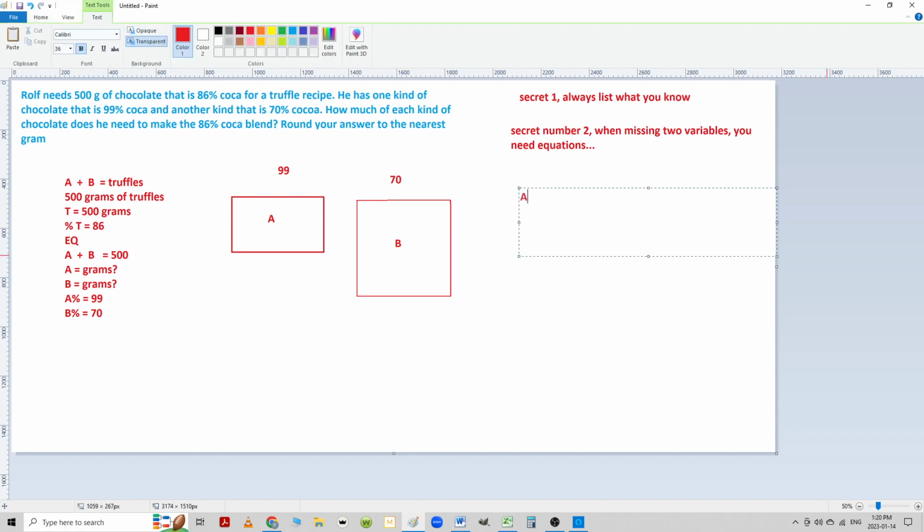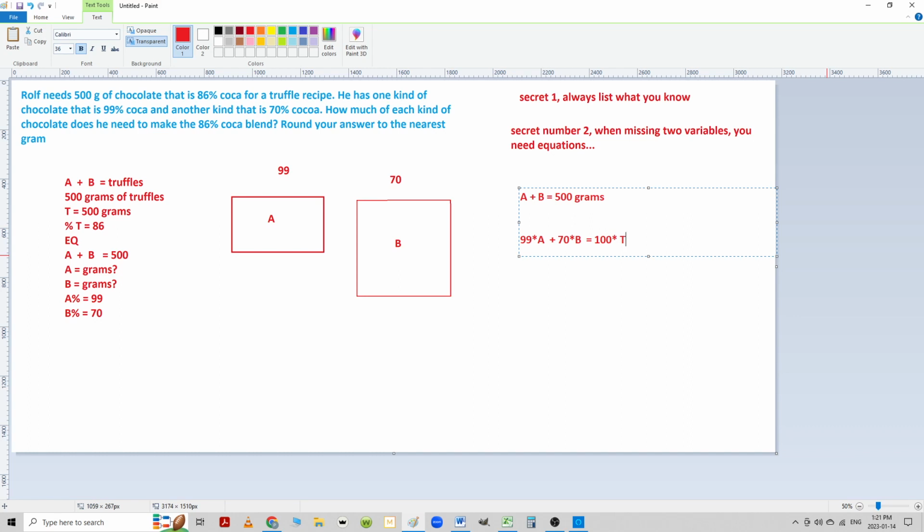We know that when we add up just their grams, which is A and B, we're supposed to end up with 500 grams. But using the method we had used before, I know that there's 99 A, so I would add up A 99 times. Or I could just say 99 times A. And then I'm going to add it to B, which is 70 B's. And I'm going to end up with 100% because I didn't convert those to percentages.